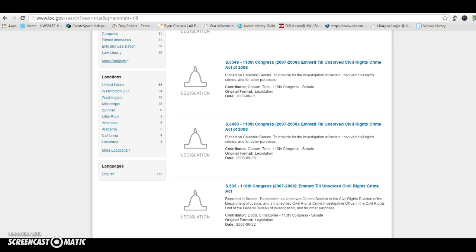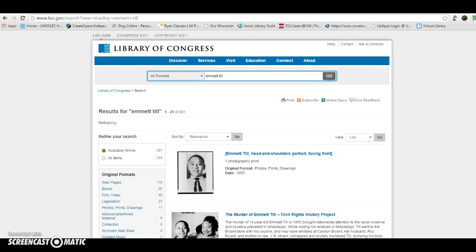So we know that Emmett Till's situation happened in the state of Mississippi. So not only do I have Mississippi information, but I can also look at the entire United States, or even Washington, D.C. for the different laws that were enacted after this unfortunate situation. So that's what I really liked about this website, is that I'm able to really refine what I'm looking for.